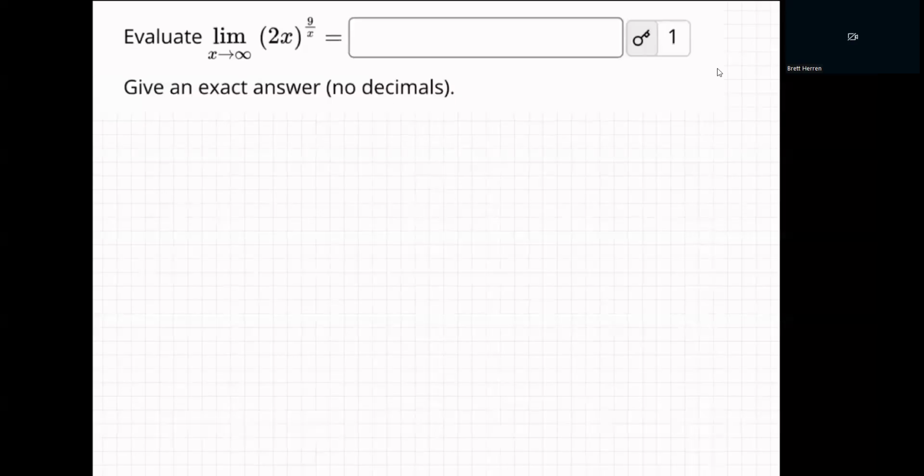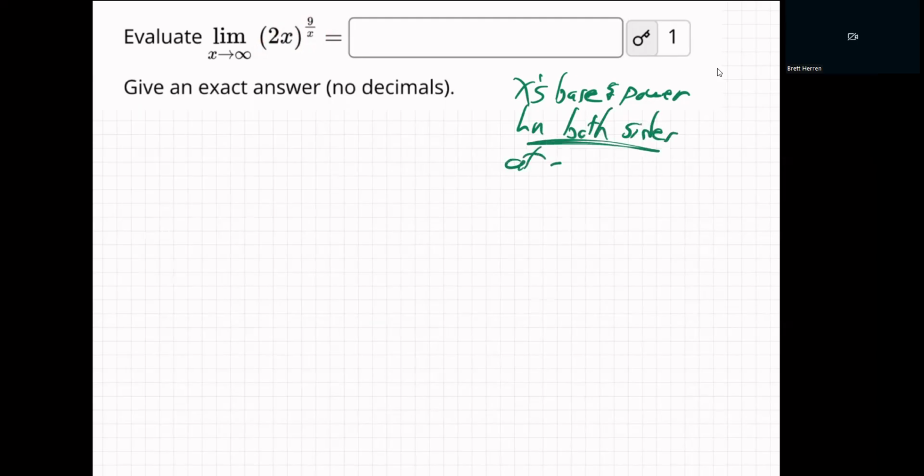This question, we have x's in the base and the power. So you know what that means, right? When we have x's in the base and the power, we've got to ln both sides. That's how we always deal with x's in the base and the power. So we know that's coming.